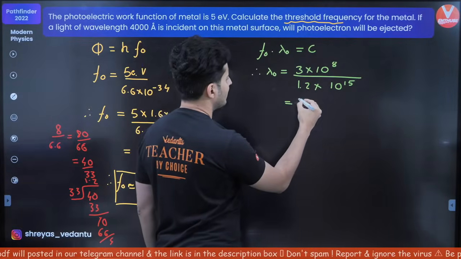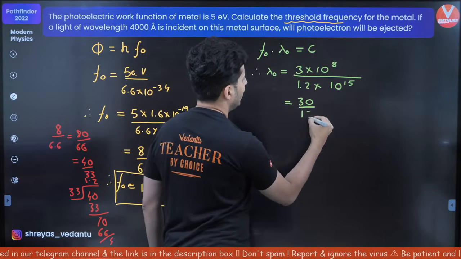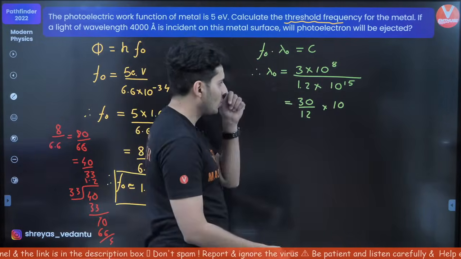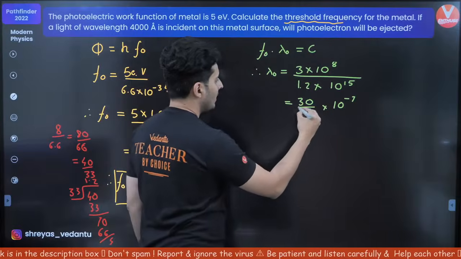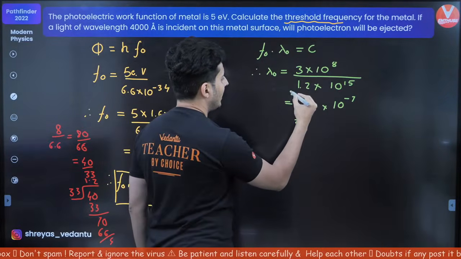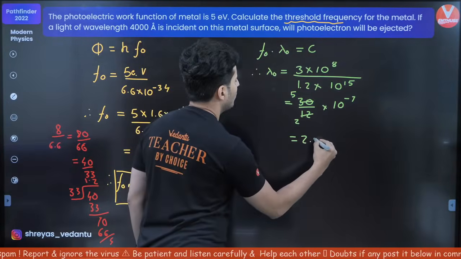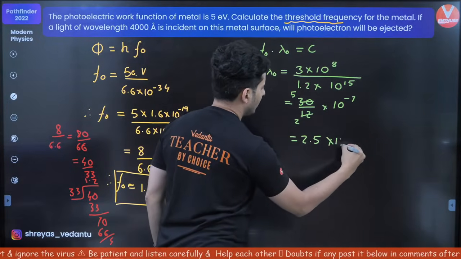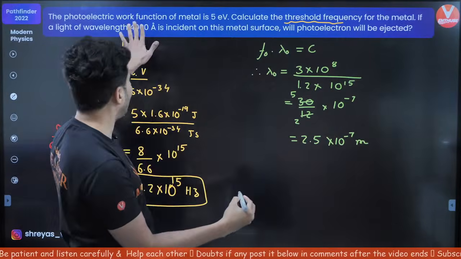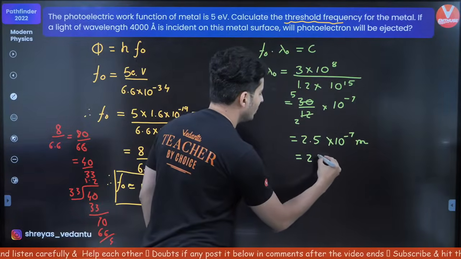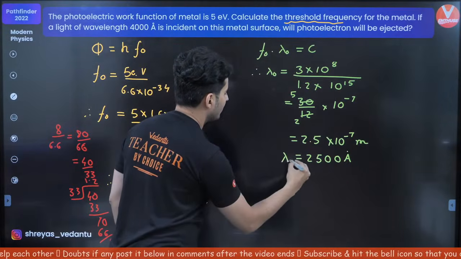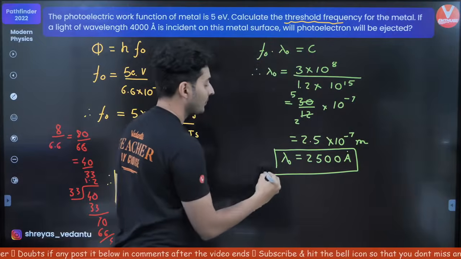Well, I can write this as maybe 30 by 12 into 10 to the power 15 is there, 8 is there, so obviously minus 7. Now this will go 6 times, 6 by, this will become 2, this will go 5 times, 5 by 2 is 2.5, so into 10 to the power minus 7. This is in meters, let's get it in Armstrongs. So this will be 2500 Armstrongs.